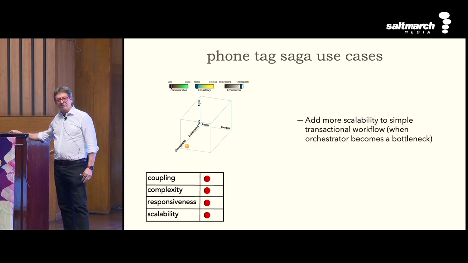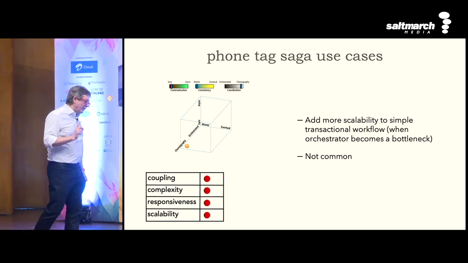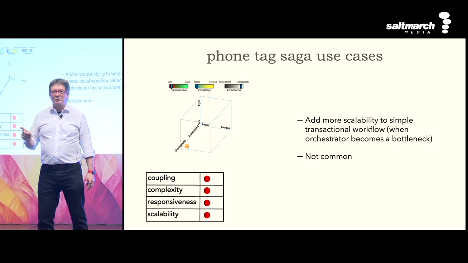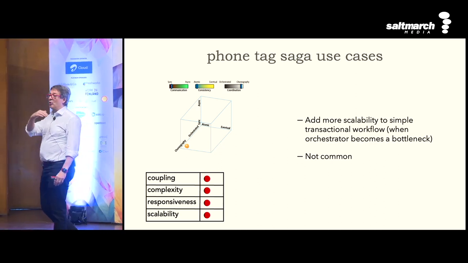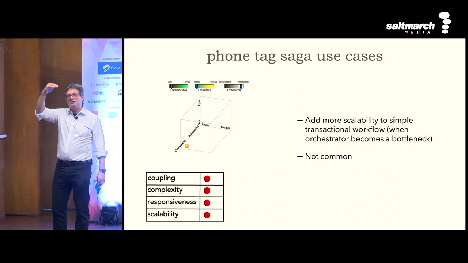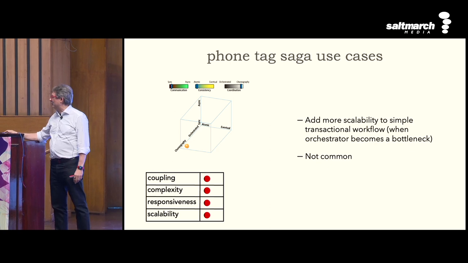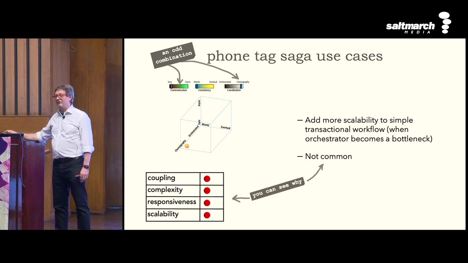This adds more scalability to transactional workflows when the orchestrator becomes a bottleneck. But this is really uncommon because it's kind of weird to do choreography and synchronous communication. You almost always do choreography and async. The only reason you might do this is if you have a choreography solution where order of operations is important. This one has to finish before this one, and so that would be the legitimate case for this. But this is one of the less common ones. A weird combination of forces up here. And you can see why this is not very common. All those red dots there is not a good sign.